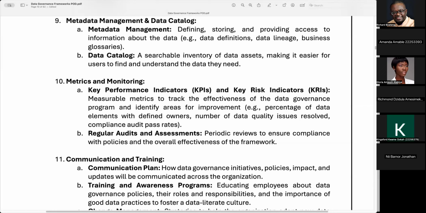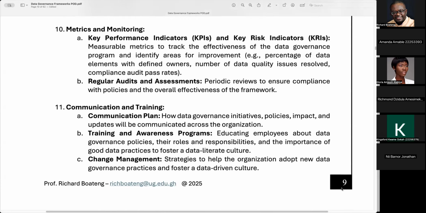And metrics and monitoring, measuring success and spotting problems. You need to know if your governance program is actually working and achieving its goals. This means setting up KPIs, key performance indicators, to track the performance of the DG program itself. Your percentage of critical data assets cataloged, improvements in data quality scores, and KRIs, key risk indicators to flag potential problems or rising risks. For example, number of unauthorized access attempts blocked, increase in data quality exceptions. Regular audits and assessments are also part of this, independently checking for adherence to policies and regulatory requirements.